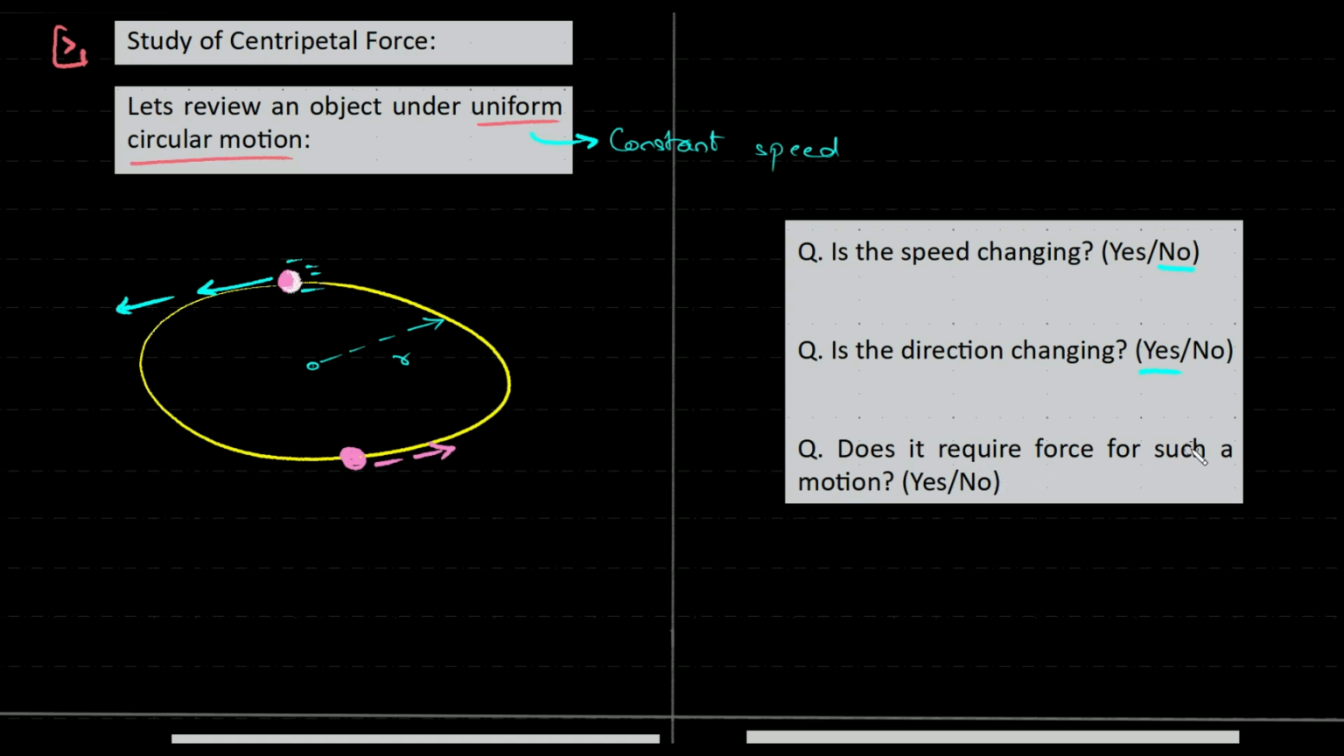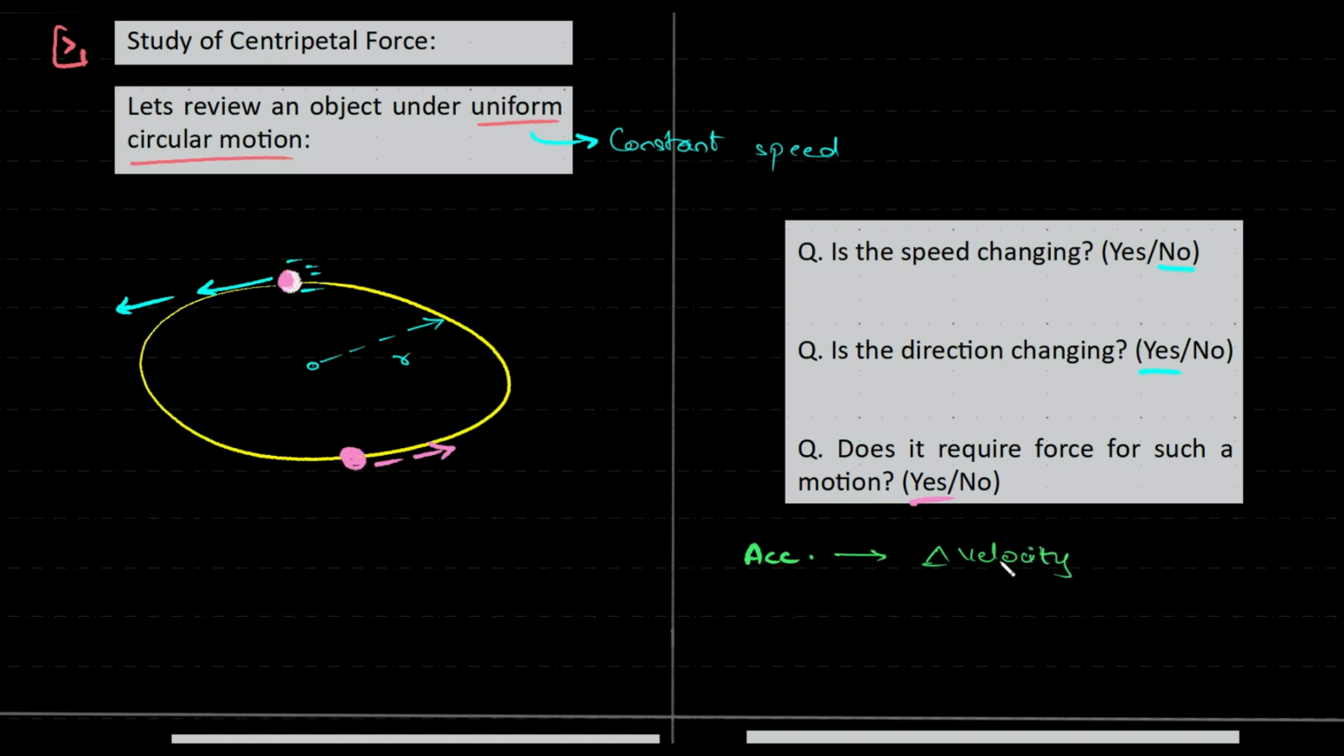Does it require force for such a motion? Do we require force for any object moving in this manner? Answer is yes again. Can you justify this? See, this particular object is accelerating. What does accelerating mean? Well, let me write that. Accelerating. So what does accelerating mean? That is changing velocity. But speed is constant.